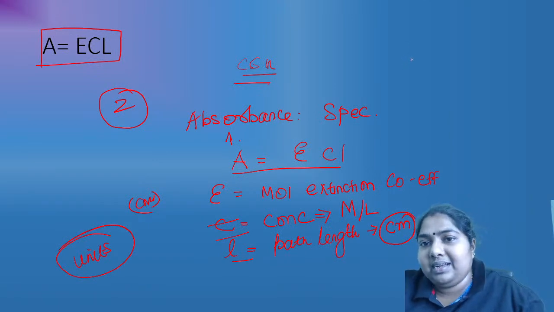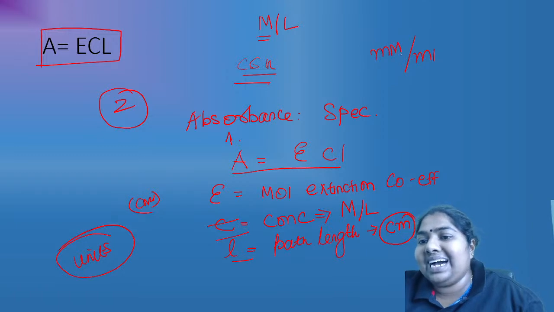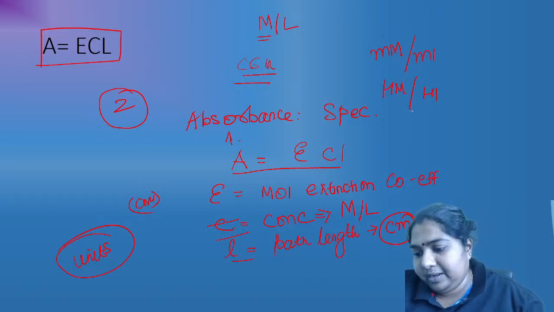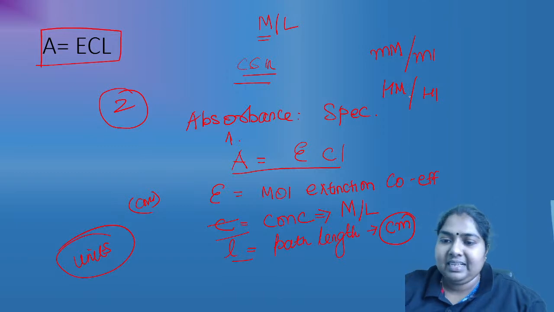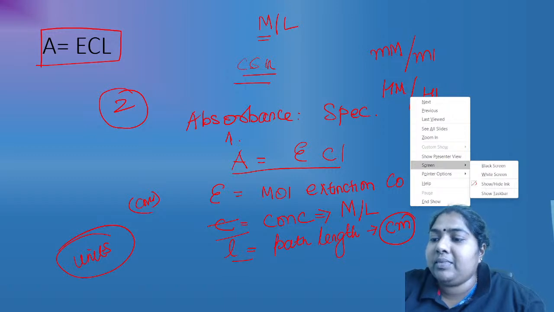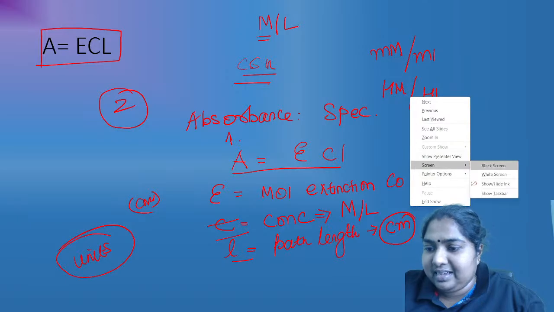What about your milliliter? It is mole per ml. If it is ml, how can you take the molarity? It should be millimolar. If it is microliter, it should be micromolar. That's all. Understood this logic? This is very, very important. Not only in this problem, but in every problem like this it will be asked. So you have to always remember this correlation.